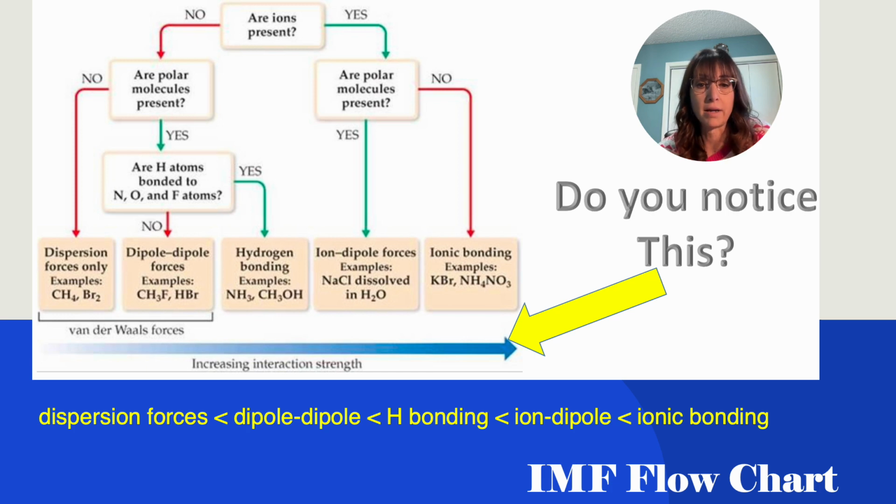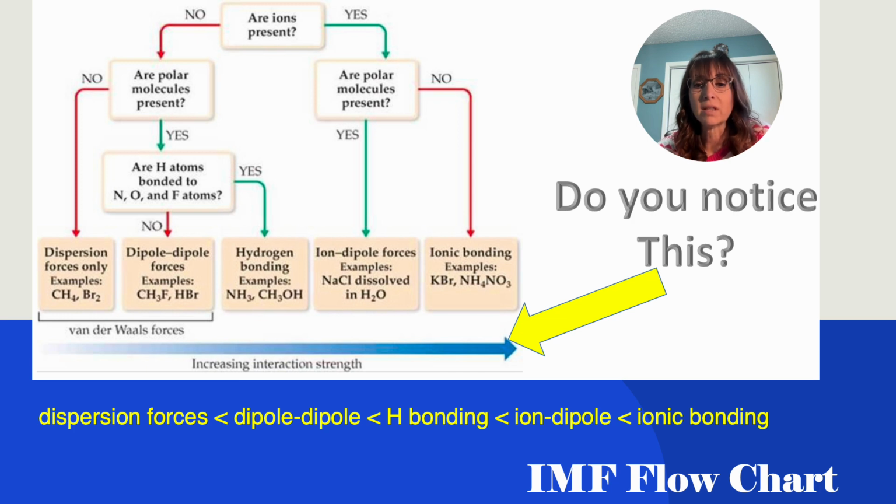What if there are ions present? Are there polar molecules present? If the answer is yes, you probably have an ion-dipole force going on. For example, salt dissolved in water. If there are no polar molecules, then you just have ionic bonding. And there are some examples of ionic bonds.